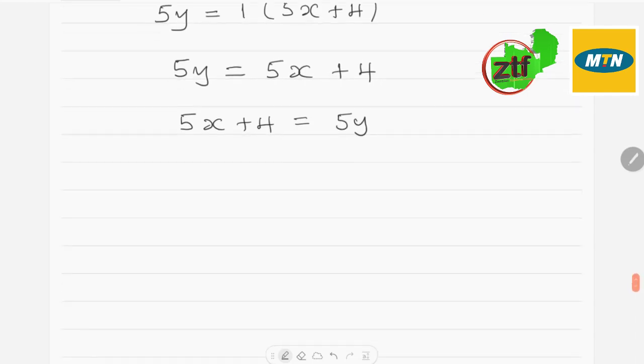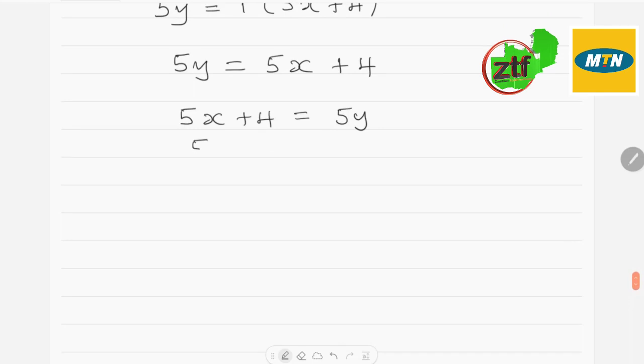And when we do that, then I will transpose positive 4 and get 5y minus 4. So transposing positive 4 is as good as adding to both sides the additive inverse of positive 4. So the additive inverse of positive 4 is negative 4. Why? Because we want to add 4 to its additive inverse in order to get 0. So we have 5x is equal to 5y minus 4.